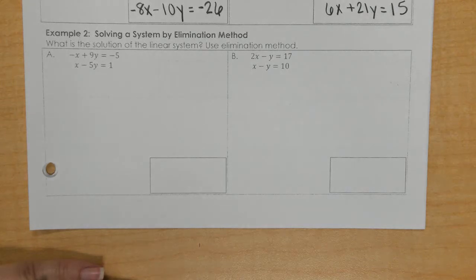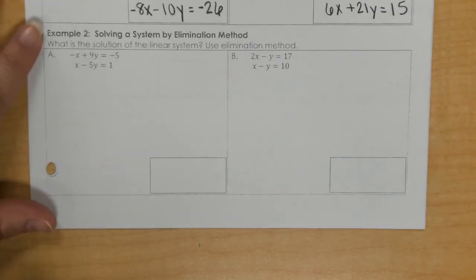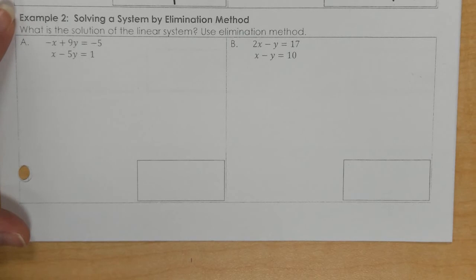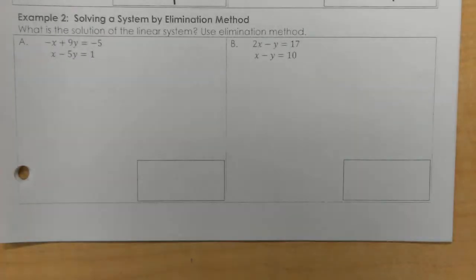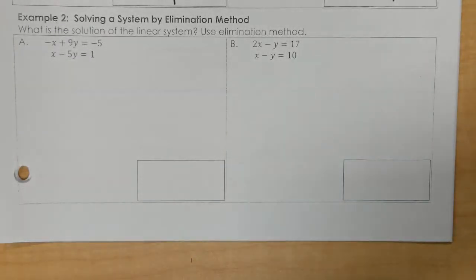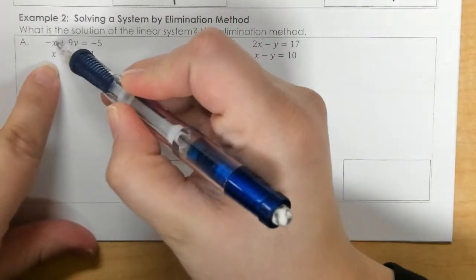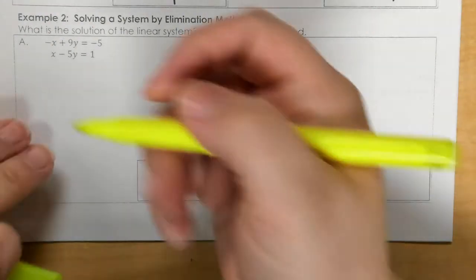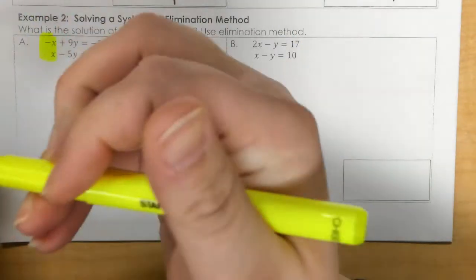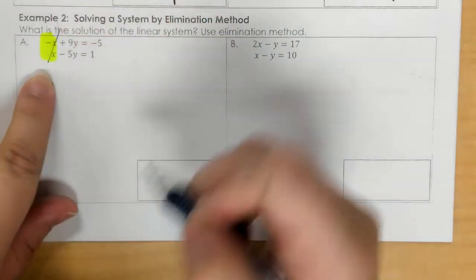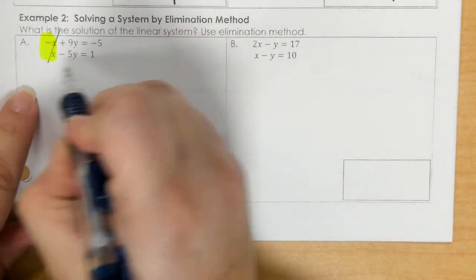All right, so for example 2, I'm trying to get it focused. We look to see if we have opposites, okay? And it looks like in our x value, we do. Negative x and x make a 0. So since we have opposites, we can go ahead and eliminate and then combine straight down.